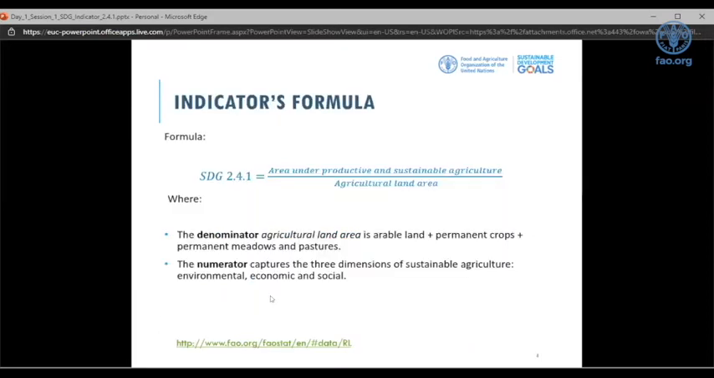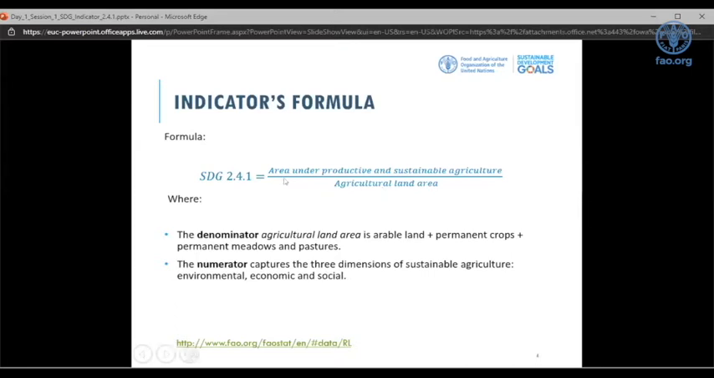Now, the formula that we propose to measure the indicator is very simple and straightforward. It is the area under productive and sustainable agriculture divided by the agriculture land area. So let us focus on the denominator first, which is agricultural land area. It is defined as arable land plus permanent crops and permanent meadows and pastures. It is a well-known and established concept that is collected by statistical bodies, that is the national statistical offices in countries, and compiled internationally via questionnaire by FAO, and is disseminated through FAOSTAT, which is a platform used by FAO to disseminate agriculture-related statistics.